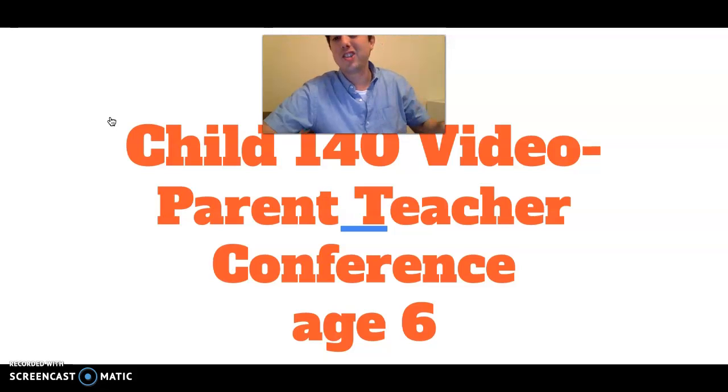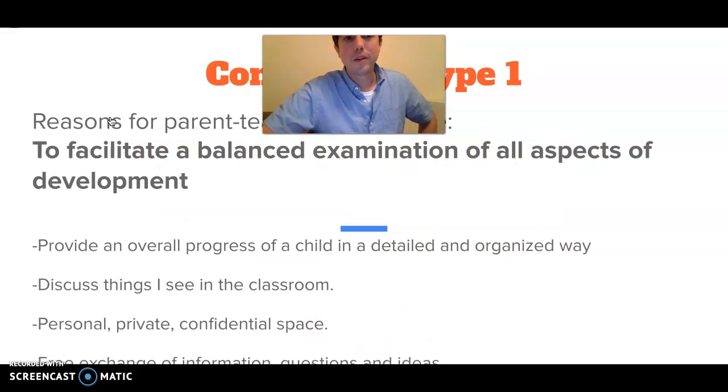I'm using age 6 today with two conferences, one formal. The first one here is to facilitate a balanced examination of all aspects of development. Basically, I'm using the portfolio checklist that was found in Chapter 9 to help me with this, to provide an overall progress of the child in a detailed and organized way.